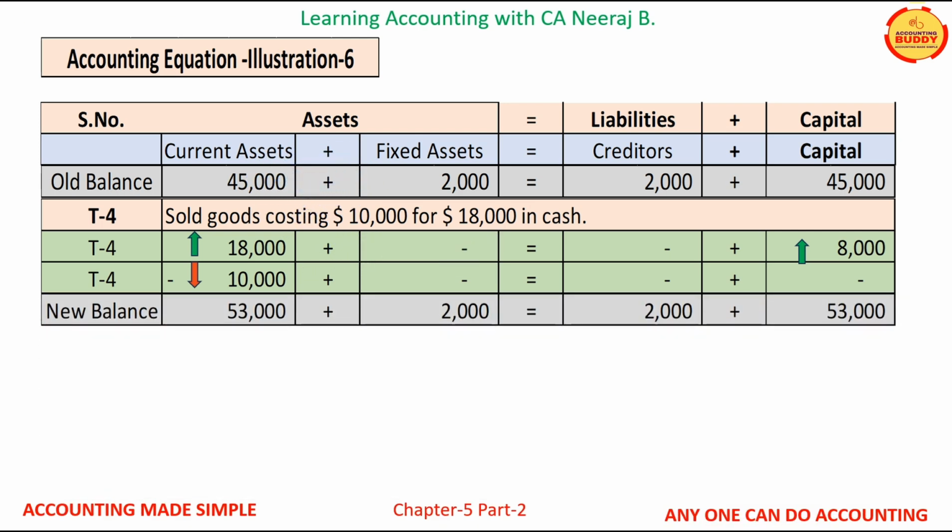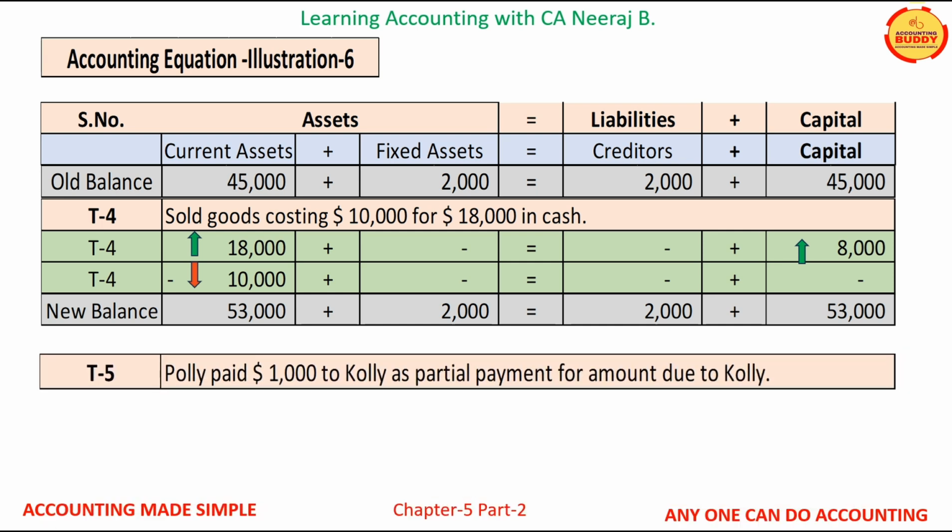Post transaction T4, the new balance of accounting equation will be $53,000 current assets, $2,000 fixed assets, totaling to $55,000. And on the right hand side we have $2,000 liabilities and $53,000 capital.